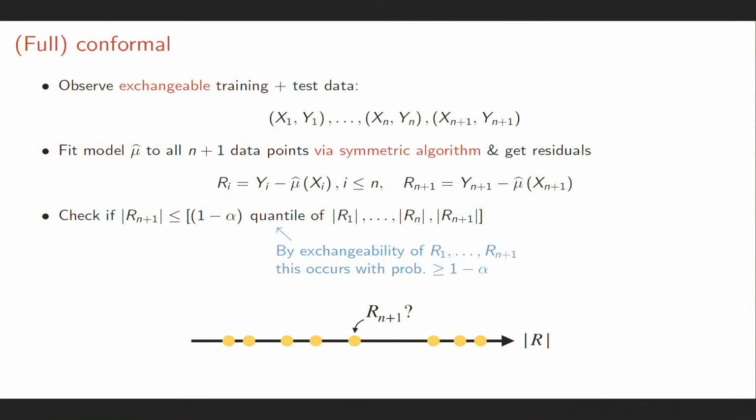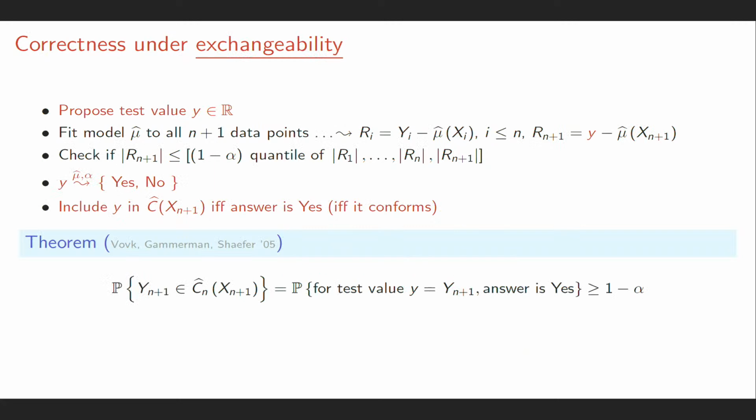And that makes conformal prediction work, because now we're going to propose the test value of y. We fit the model. This is what we've seen, not with y_{n+1}, because we don't get to see y_{n+1}, but with little y. We check if, when we impute little y, we're in the 90%. If you're in the bottom 90%, you're included in the prediction set. If you're not, you're not included.